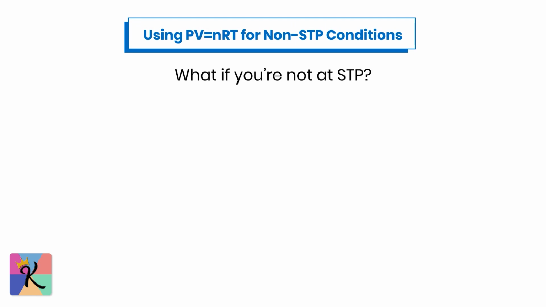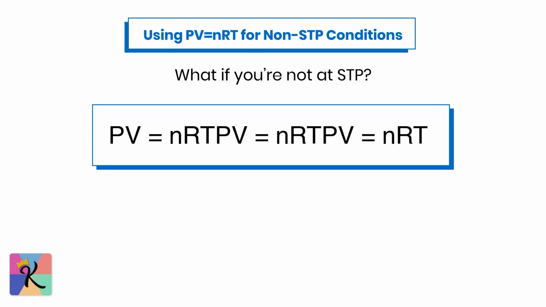What if you're not at STP? This is where the ideal gas law shines. Use PV = nRT to solve for any unknown when conditions deviate from standard temperature and pressure.